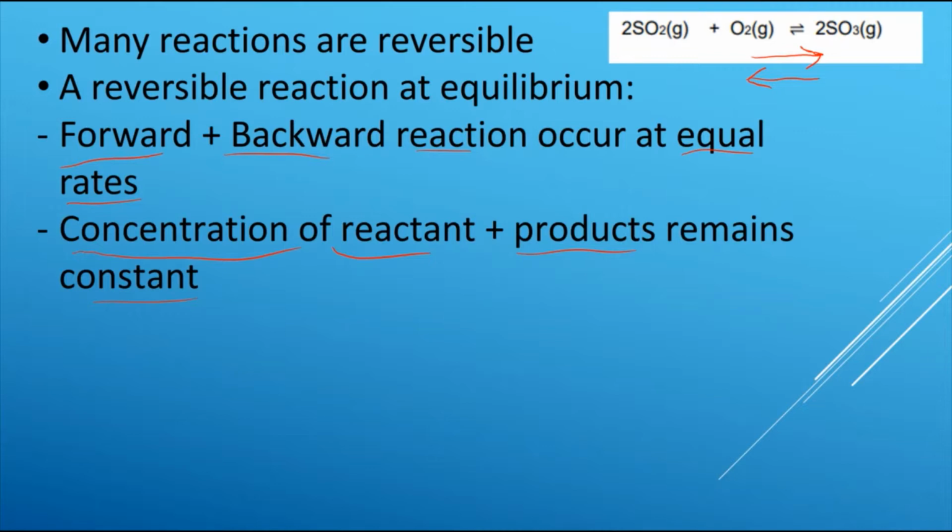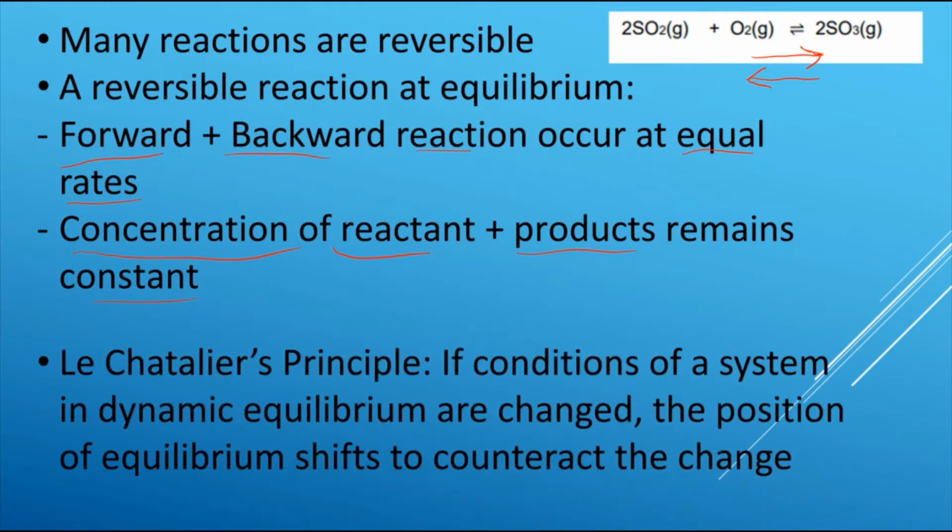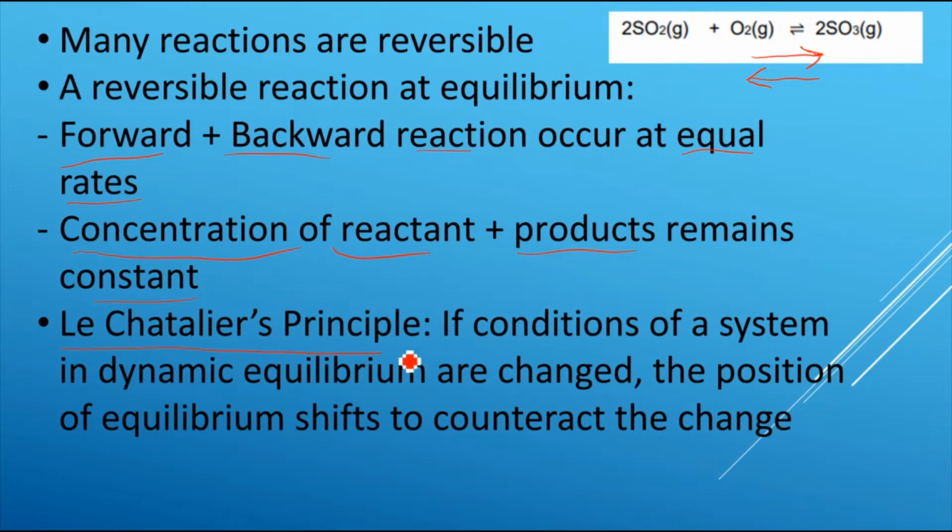Now it's very important that you use the word constant, because the concentration of reactant and product may not be the same, but the proportion of the amounts will be the same. That's why you say constant and not same. And you should know Le Chatelier's principle by heart, and it is: if conditions of a system in a dynamic equilibrium are changed, the position of equilibrium shifts to counteract the change. Now learn this principle really well, because it has been tested a lot of times in the past.